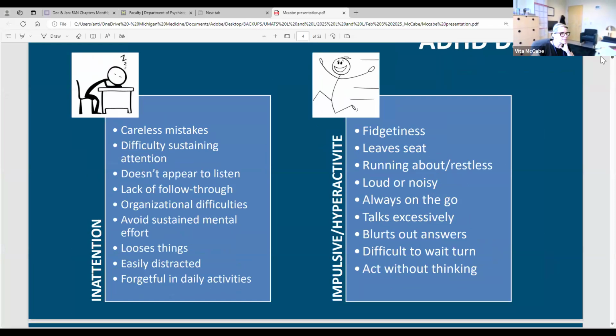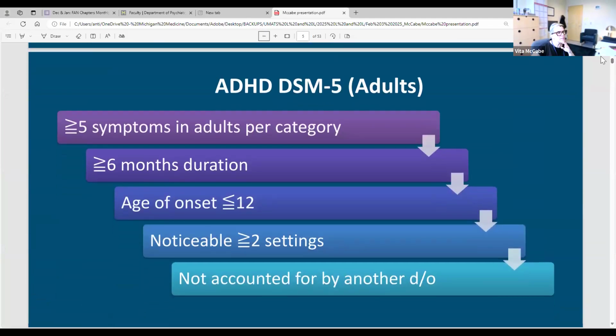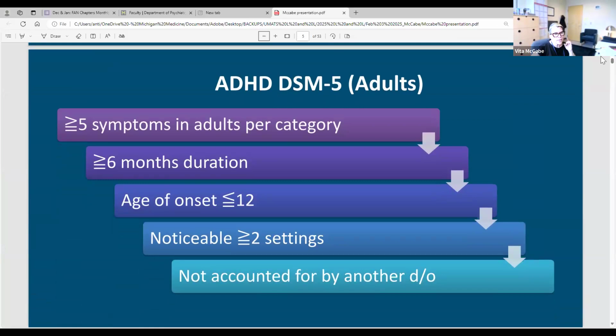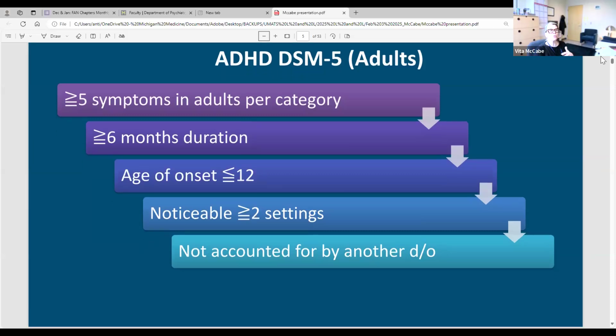And if you go to the next slide, in adults, the diagnosis requires that there are 5 or more symptoms per category for at least 6 months, but that the symptoms started before the age of 12, and that impairment is experienced in at least 2 settings and not accounted for by another diagnosis. So, really having PHQ-9s, toxicology markers, and biomarkers are really helpful when you're considering starting someone, particularly with comorbid substance use disorder, on a medication. Next slide, please.